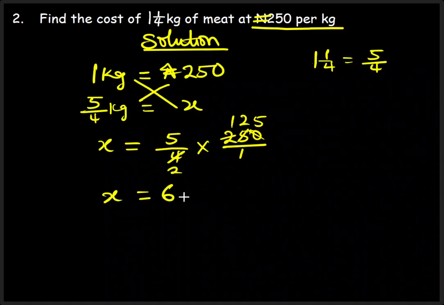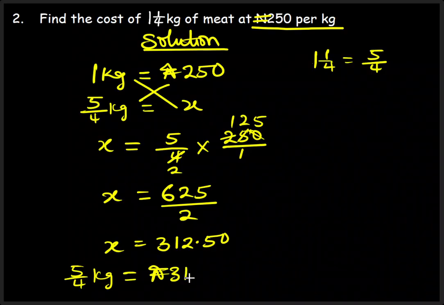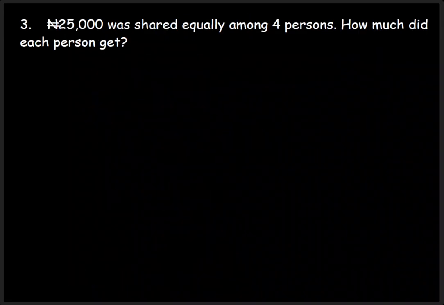That will give us 625 over 2. So x is equal to, by division, 312.5. Since it's money, that means 5 over 4 kg will be equal to 312 naira 50 kobo. Okay, so we move to number 3.